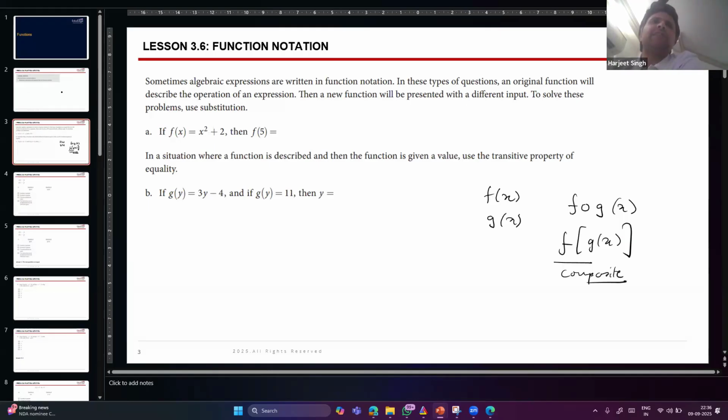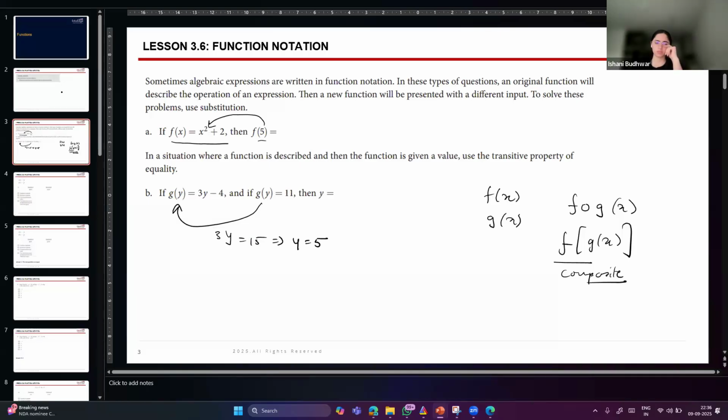So suppose f of x is x squared plus 2. So what is f of 5? So you substitute the value of x as 5 and solve the expression. And the reverse also could be asked, which is g of y is given as 11, and you could be asked what is the variable. So the function is known, but the variable is not known. So obviously you can substitute for g of y is 11, and then 3y equals 15, and y is equal to 5 in this case.